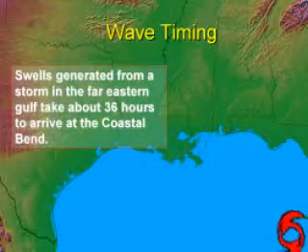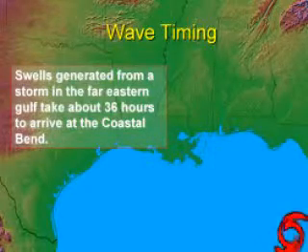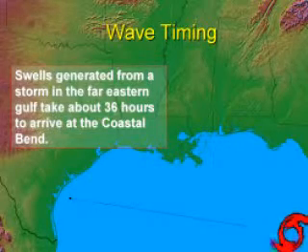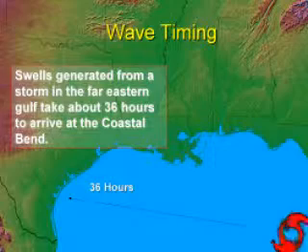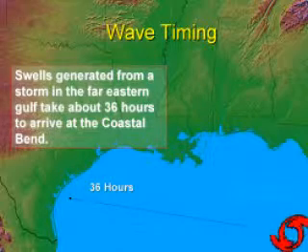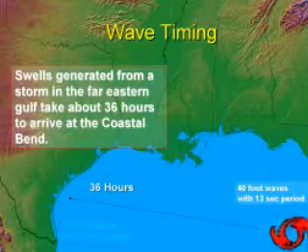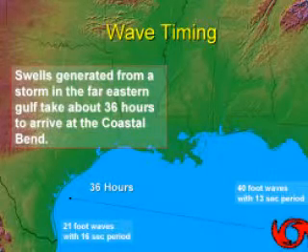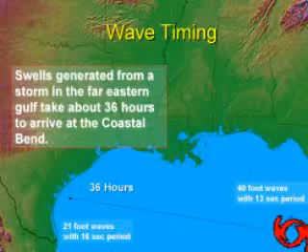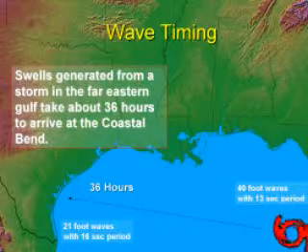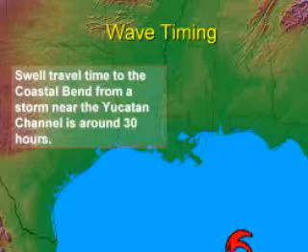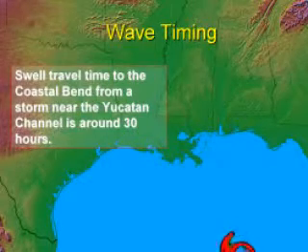For example, swells generated from a storm in the far eastern Gulf take about 36 hours to arrive at the Texas coast. So if a hurricane produced 40-foot waves with 13-second periods in the eastern Gulf, it would decay to 21-foot waves with 16-second periods in the western Gulf. A storm located near the Yucatan Channel would take about 30 hours for the waves to propagate to the Texas coast.